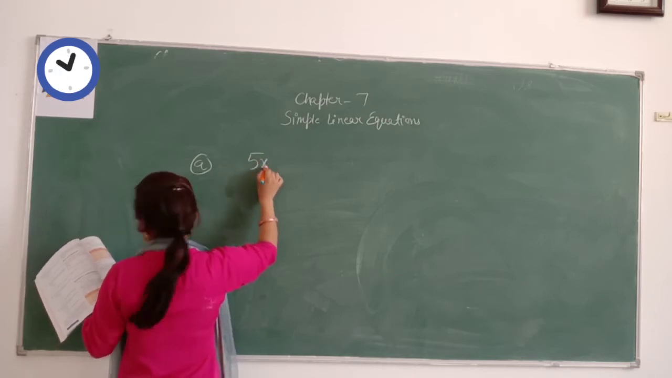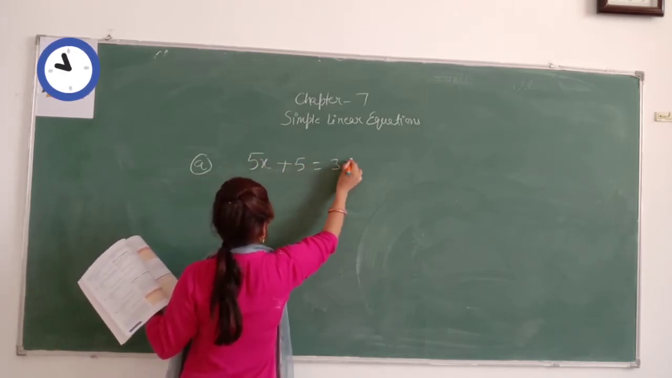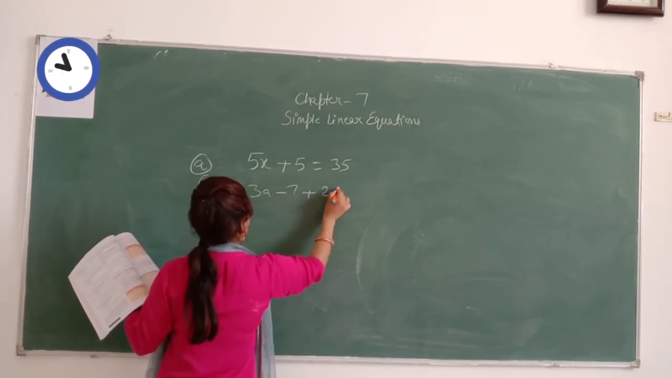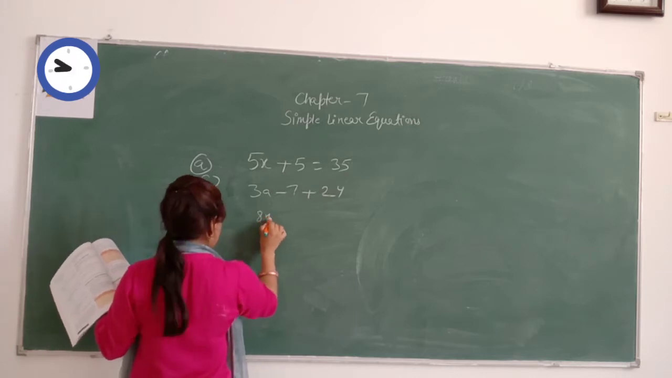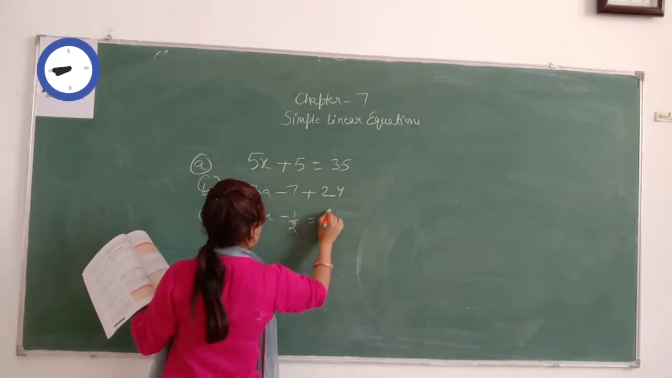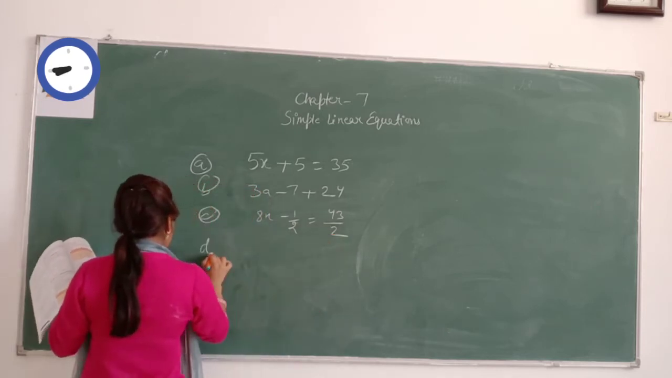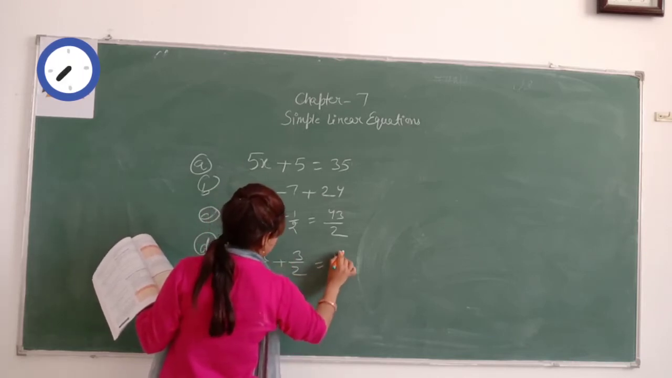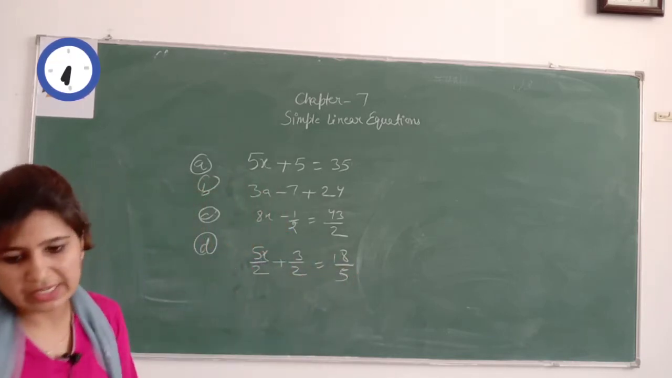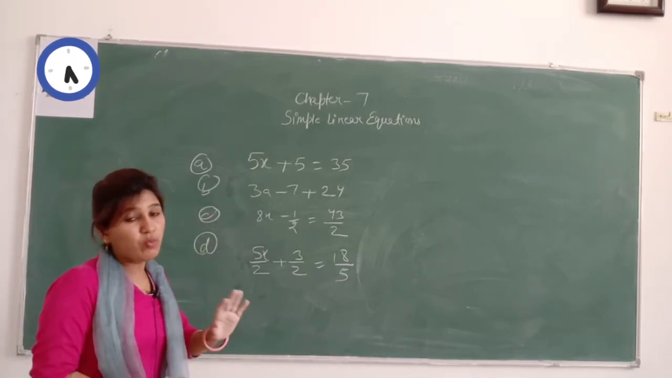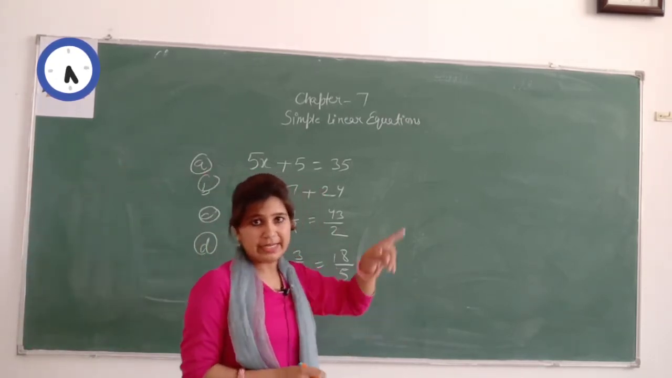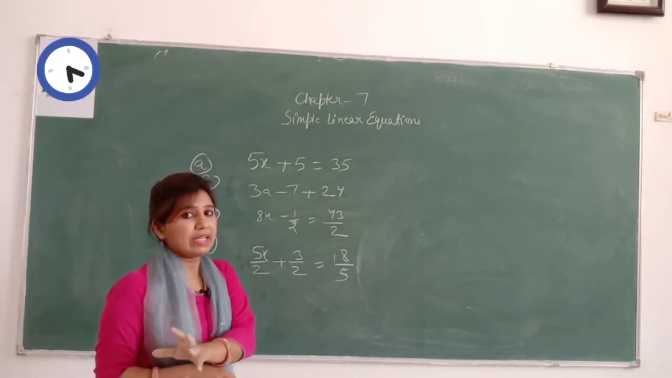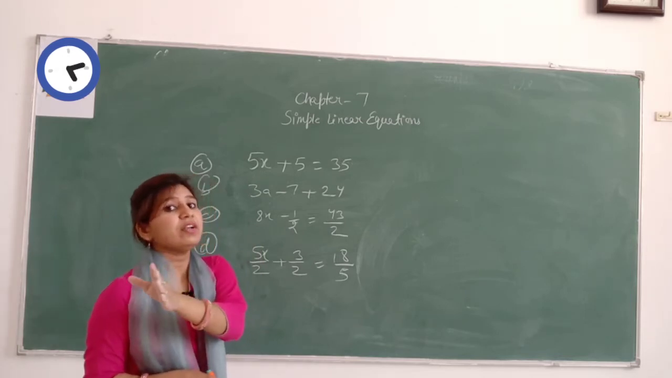See बच्चे, 5x plus 5 is equals to 35. B part is 3a minus 7 plus 24. C is 8x minus half is equals to 43 by 2. And D part is 5x by 2 plus 3 by 2 is equals to 18 by 5. Now you have to check which statement is equation? What is the definition of equation? First remind that. The statement of equality including one or more variable.